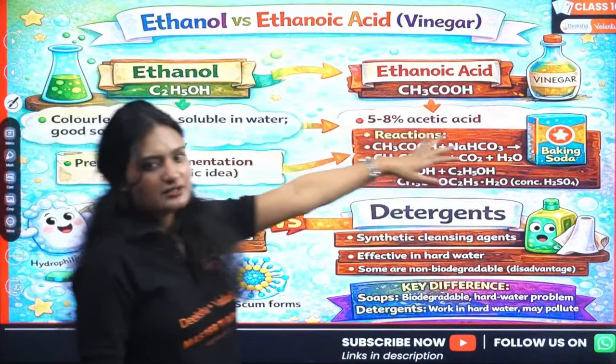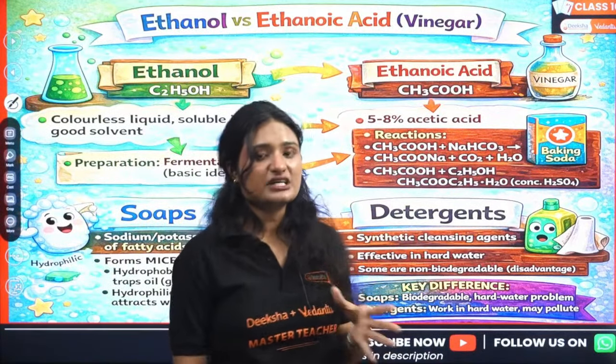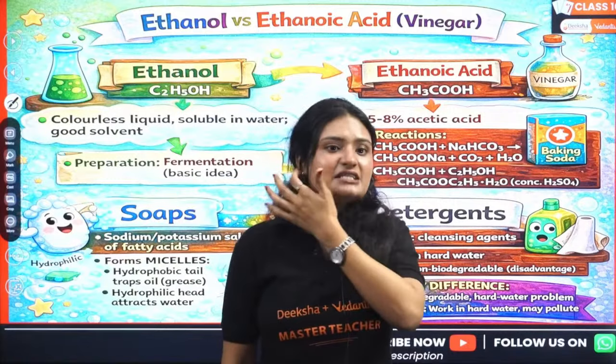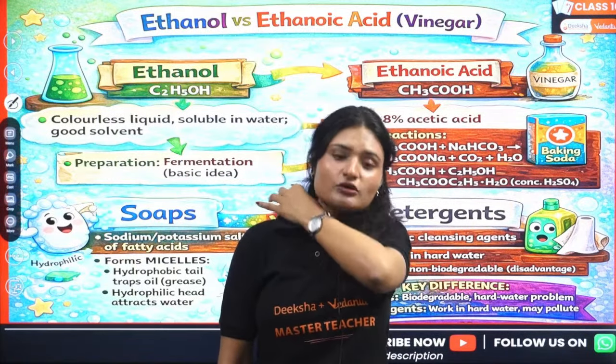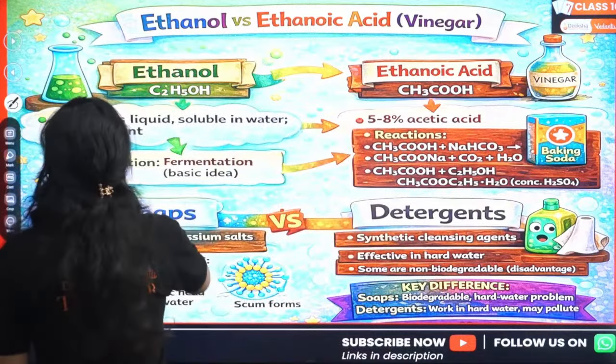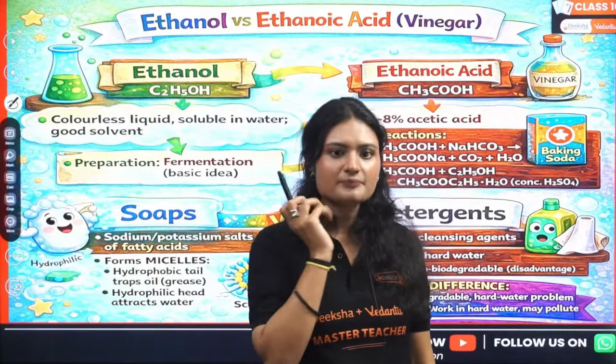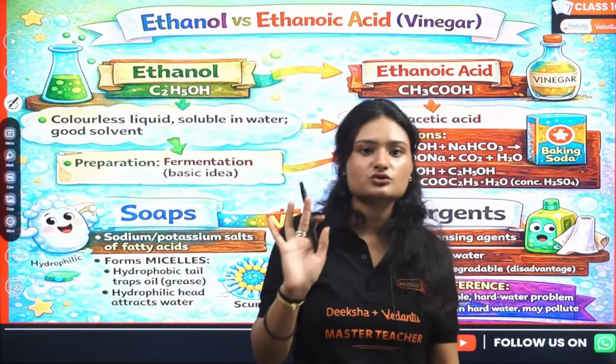Ethanol and ethanoic acid. What is ethanol? Alcohol, right? It is a major component of alcoholic drinks. People drink it, right? It is a colorless liquid, it is soluble in water, and it is a very good solvent. Also, it is used as a disinfectant, an antiseptic. As a disinfectant you also use it.